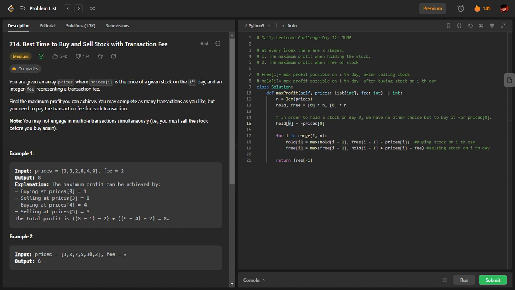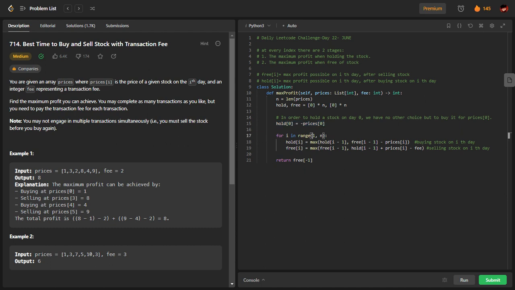At the same time, free of zero means we are going to sell the stock, but we already know it's not possible at the zeroth index. So this profit will remain zero only, and we are not going to make any change. Hold of zero was also zero initially, but we made a change here. Now we can continue.